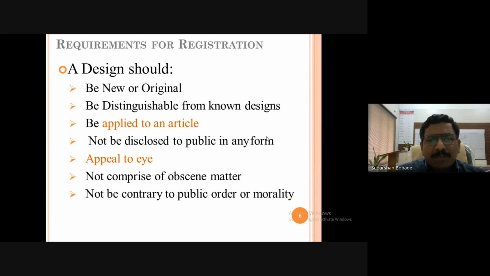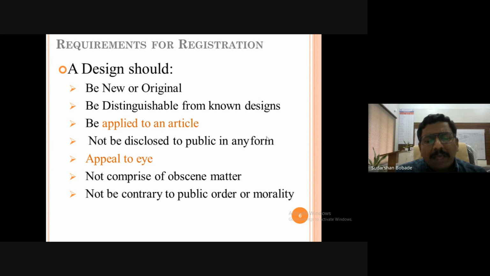Next, appeal to the eye. We all are aware that whenever we are going for a purchase, we fall in love when we have something different, some different features with that object, and because of that it is supposed to be appealing to the eye. If it is not, then generally the examination is based on observations, and if in observation it is not appealing to the eye, that particular claim may get refused. So always try to think that it should appeal to the eye.